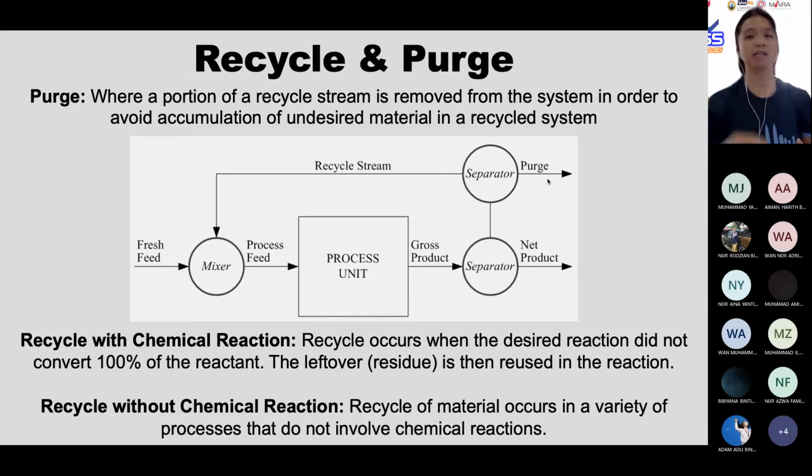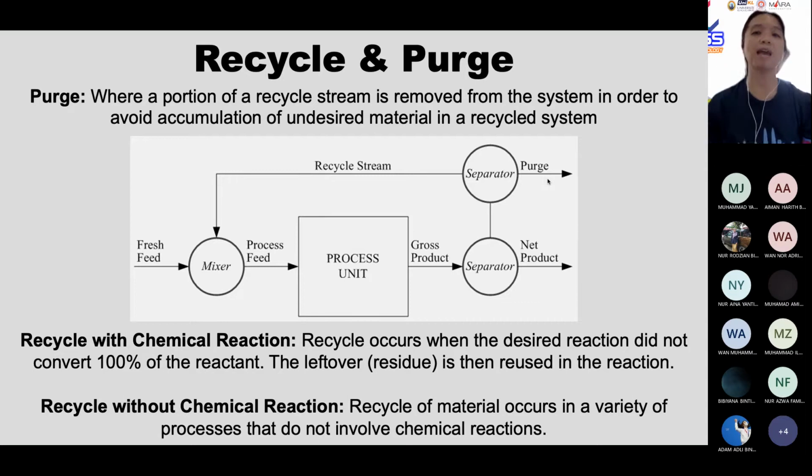So recycle and purge, I think you should know. Most of the time, if the conversion of your reactor is not high, you will have a lot of unconverted reactant. You know that unconverted reactant is money, because it is raw material. You buy raw material, and if you don't use it to produce product, that's considered wastage, right? So most of the time, they will separate your product from your unconverted raw material, and then you will recycle back. Okay, and then sometimes purge as well.